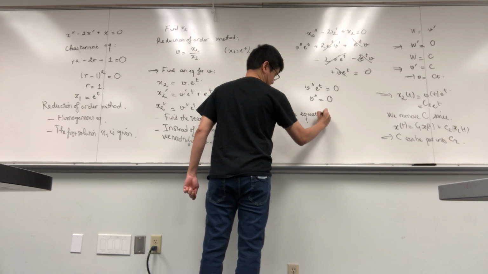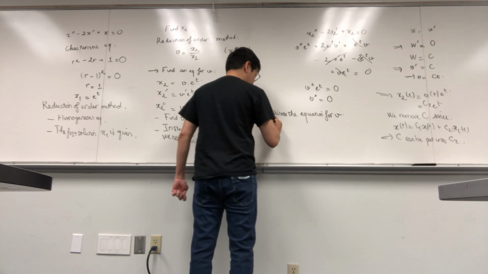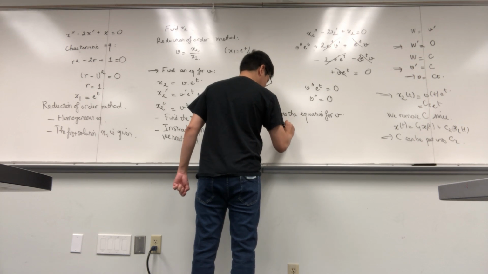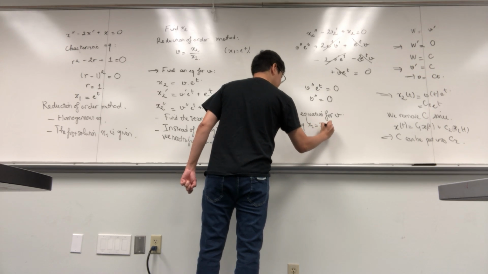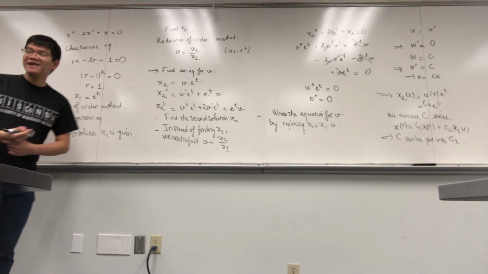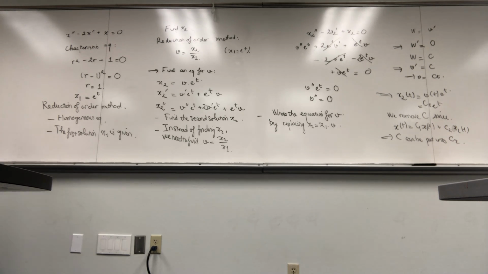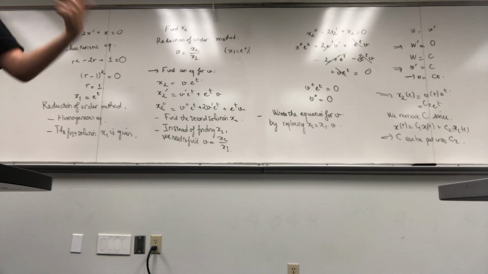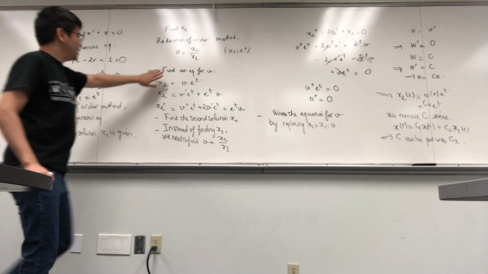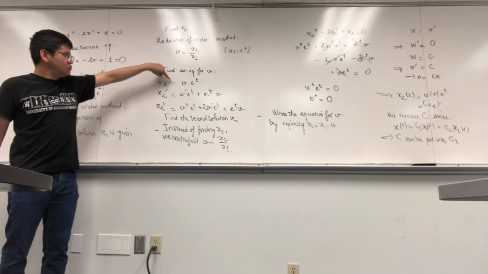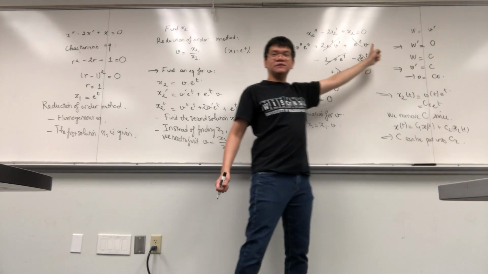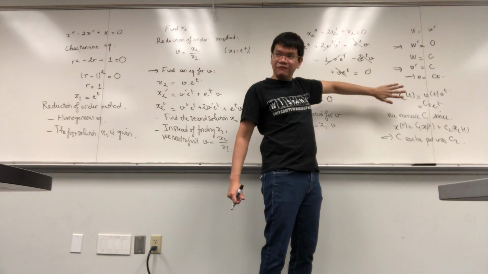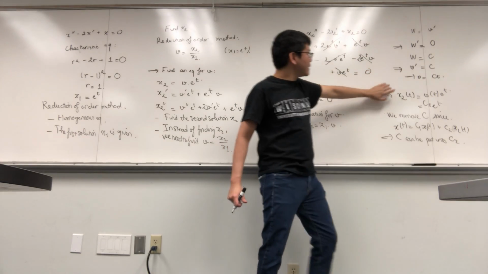An equation for v by replacing x2 to be x1 times v. All right? So instead of solving for x2, you solve for v. In order to solve for v, you need an equation for v. So you replace x2 to be v times x1, and you plug it back into the equation, like here, right? Because x1 is given, the leftover is just an equation of v, like what you see here.